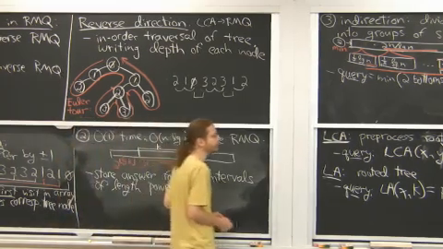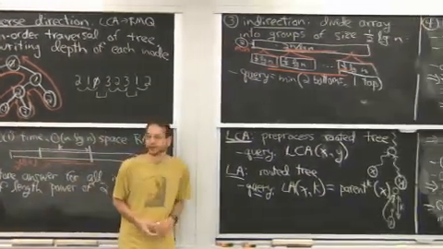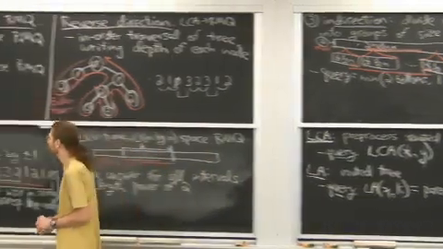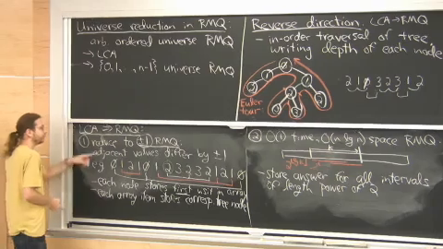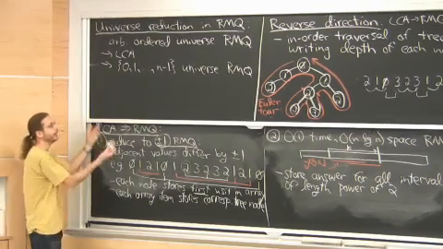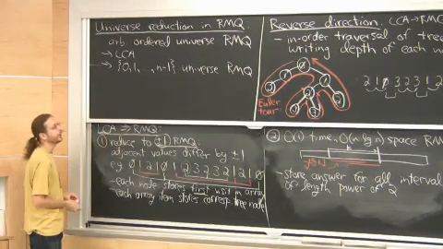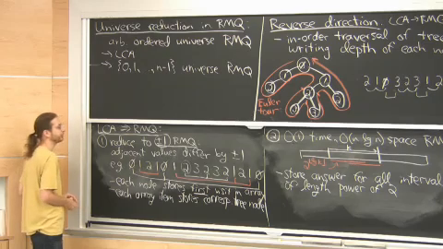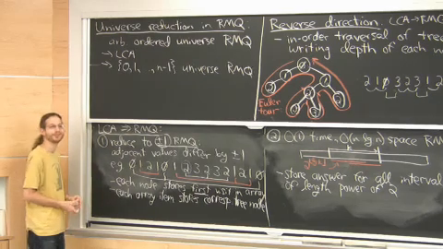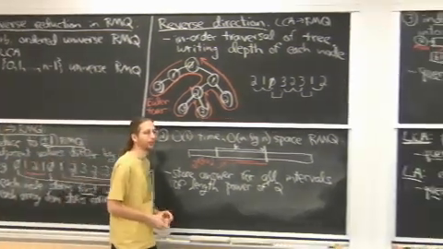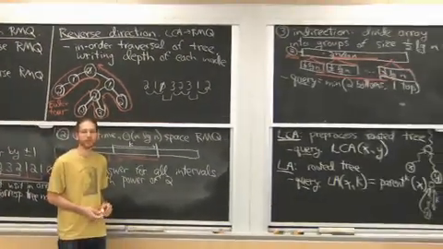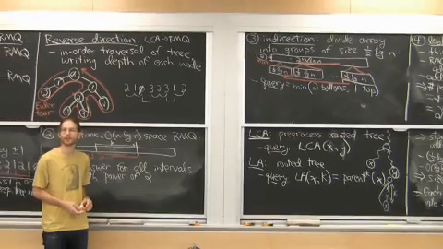That is RMQ and also LCA. Actually, it was really LCA that we solved, because we needed this. We solved plus or minus 1 RMQ, which solved LCA, but by the Cartesian tree reduction, that also solves RMQ. So now we solved 2 out of 3 of our problems. Any questions? Good. Still have lots.